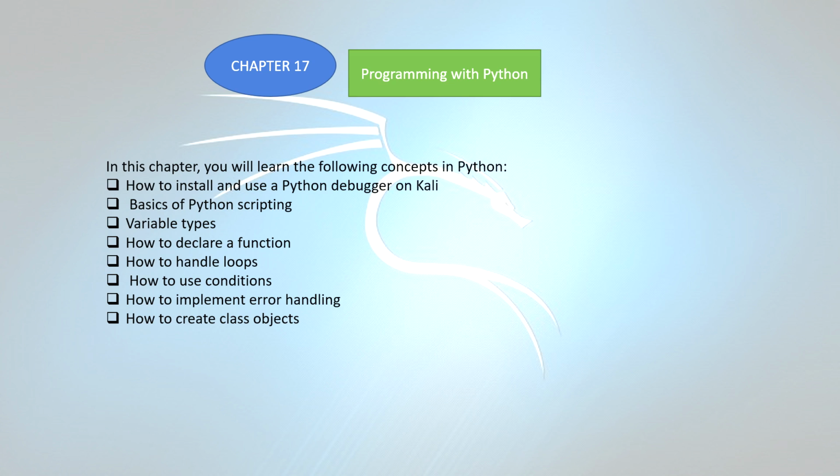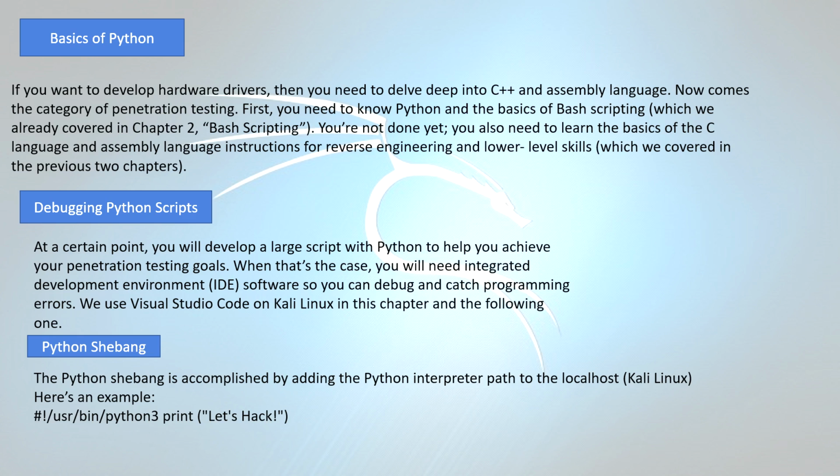Then Chapter 17, programming with Python. How to learn Python, how to install Python, and the beginning of Python. Basics of Python: if you want to develop hardware, you need C++ and assembly language. Now we come to the categories of pen testing, debugging, and Python scripting. It is the point of developing Python for your pen testing goals.